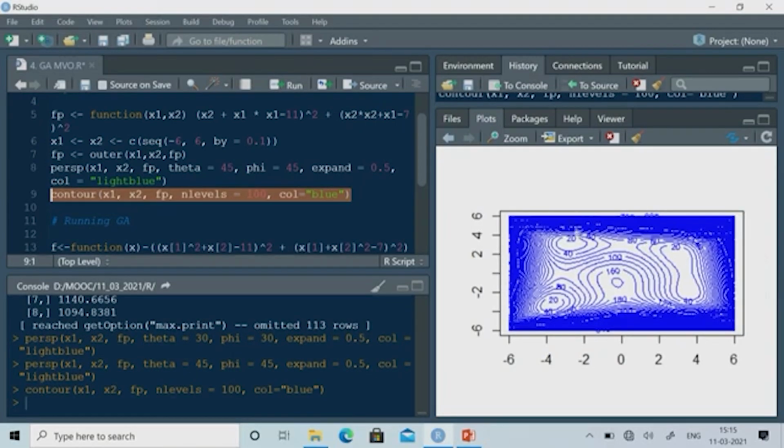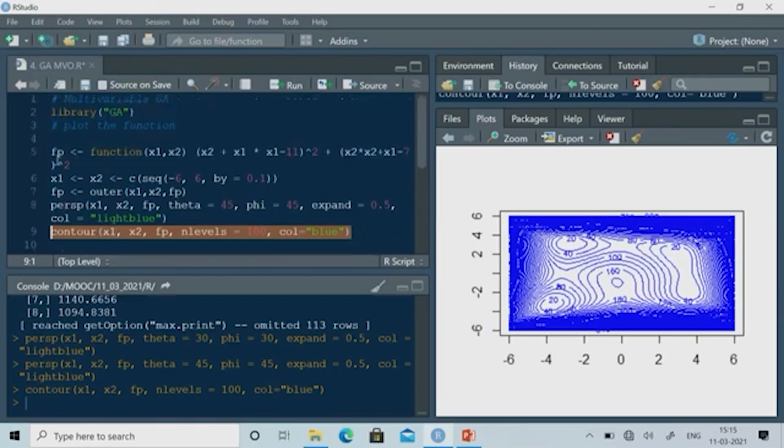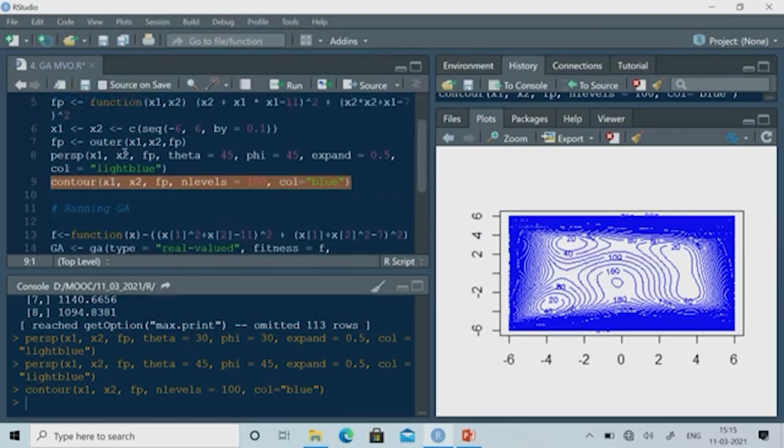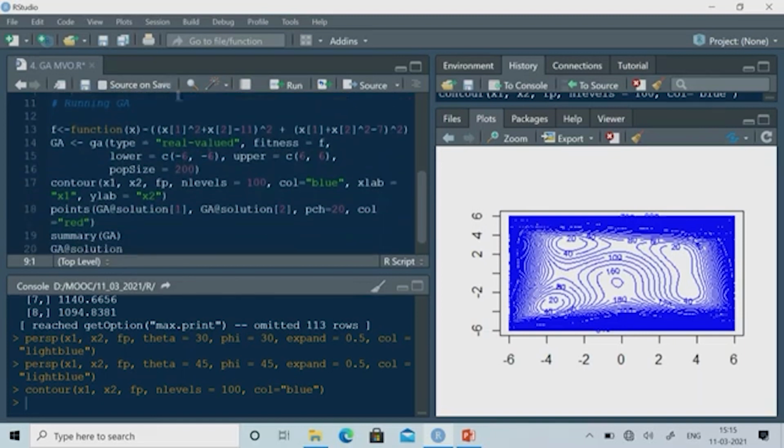So, you can see from this contour map, there are a total of 4 optimal solutions, one in each of the quadrants, that is first quadrant, second, third and fourth quadrant, and once you apply GA, you will get one of them. So, the lines I have executed so far are just to plot this particular function, but now I will execute the GA.